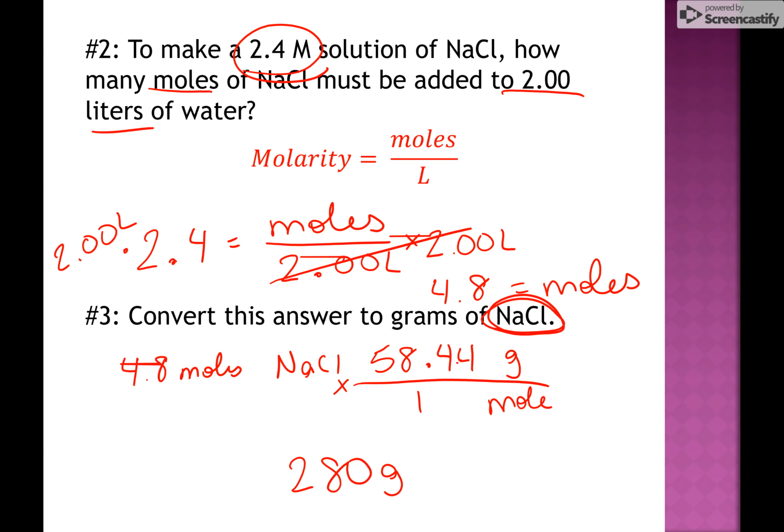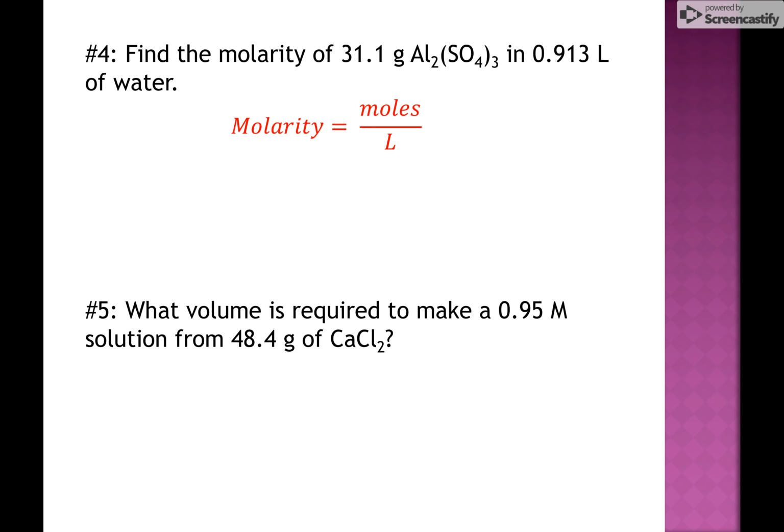This question was broken up into 2 parts, but the question could have just said, to make a 2.4 molar solution of NaCl, how many grams of NaCl must be added. So you would need to do 2 steps. First, just figure out the moles like we did, and then take moles and convert to grams. Take a moment to try this question yourself.